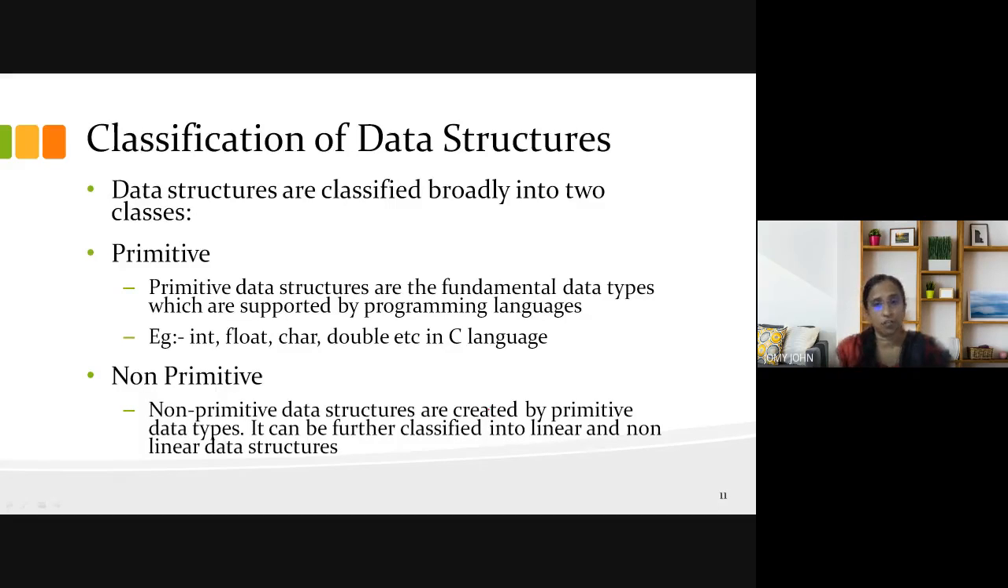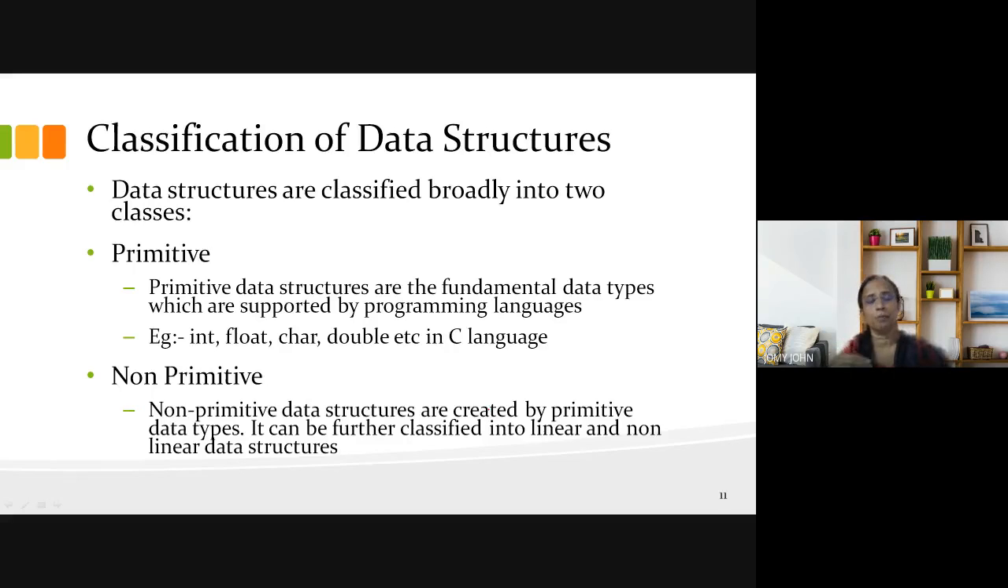Data structures are classified into two broad classes: primitive and non-primitive. Primitive data types depend on the programming language. They are the fundamental data types which are supported by the programming language, for example int, float, character, double, etc. in C language. In Python we have the bool data type also. So depending upon the programming language, these data types vary. They are the fundamental data types and they are known as primitive.